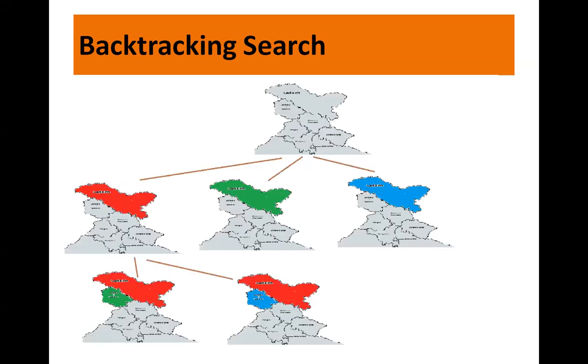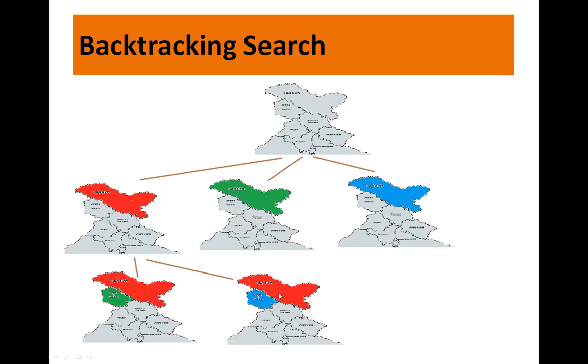Now, let's apply it to our example of northern states of India. The first time I color Ladakh as red, right? After coloring Ladakh as red, I come down, right? I color Jammu Kashmir as green. But then I have some problem. If the constraint is violated, I go back again, change the color of Jammu Kashmir to blue.